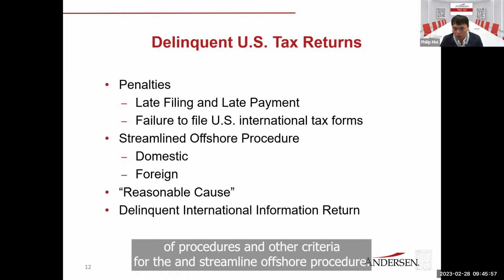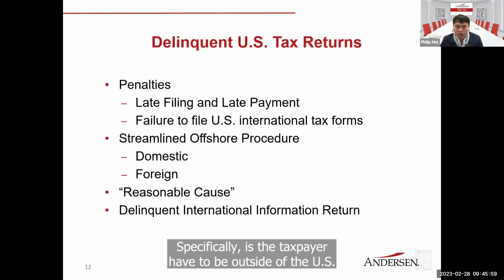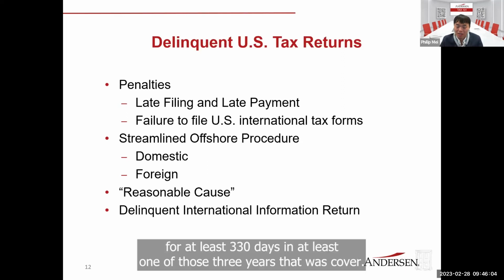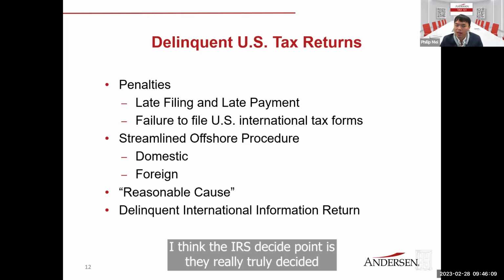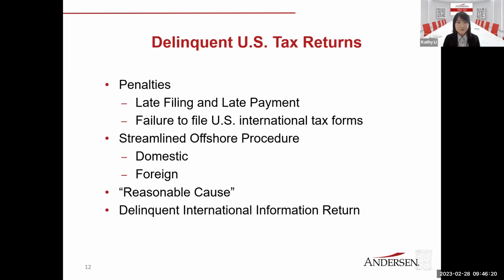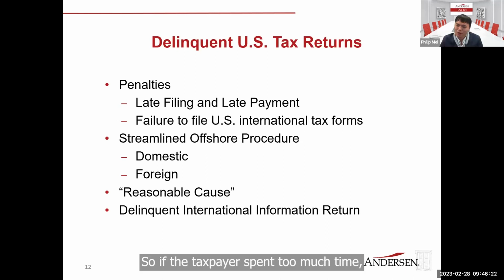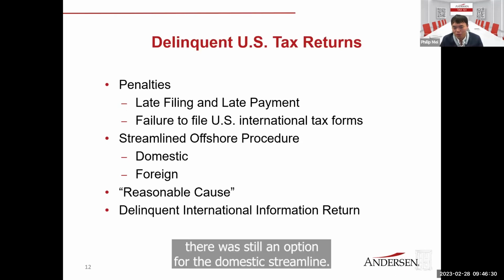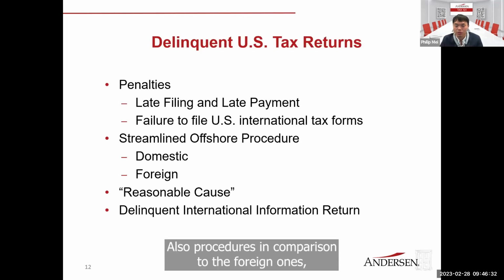Another criterion for the foreign streamlined offshore procedure specifically is that the taxpayer has to be outside of the U.S. for at least 330 days in at least one of the 3 years covered. I think the IRS designed those procedures for taxpayers actually living in Canada, outside of the US. So if the taxpayer spent too much time in the US, let's say over 35 days every year for the last few years, there is still an option for the domestic streamlined offshore procedures.